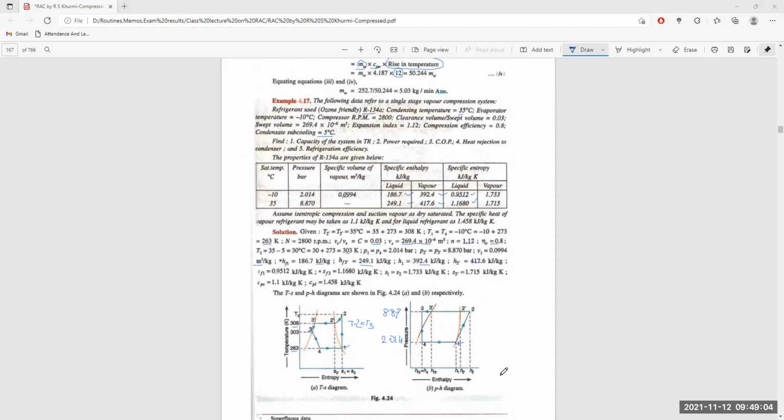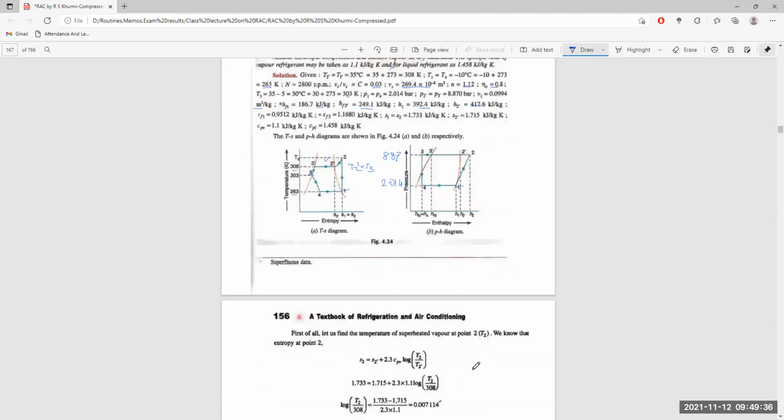And SF2 is the entropy at the vapor stage at low temperature, and that is equal to the entropy of the superheated state. S1 is equal to S2 dash, 1.76, the entropy of the vapor, and S2 dash is the entropy at the high state itself. So the TS and PS diagrams we have already shown here.